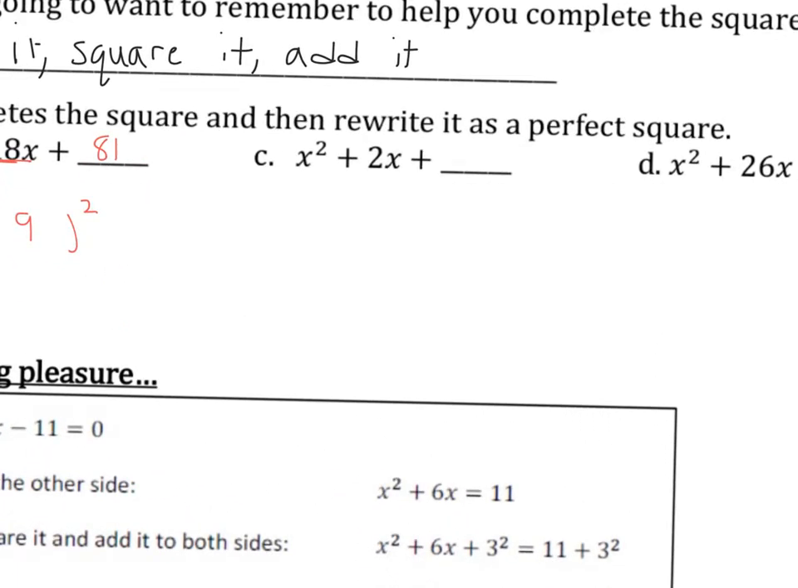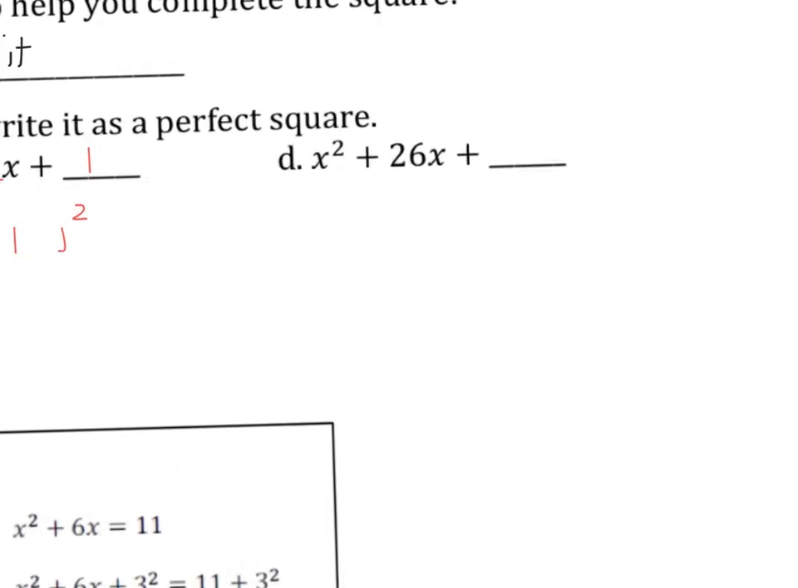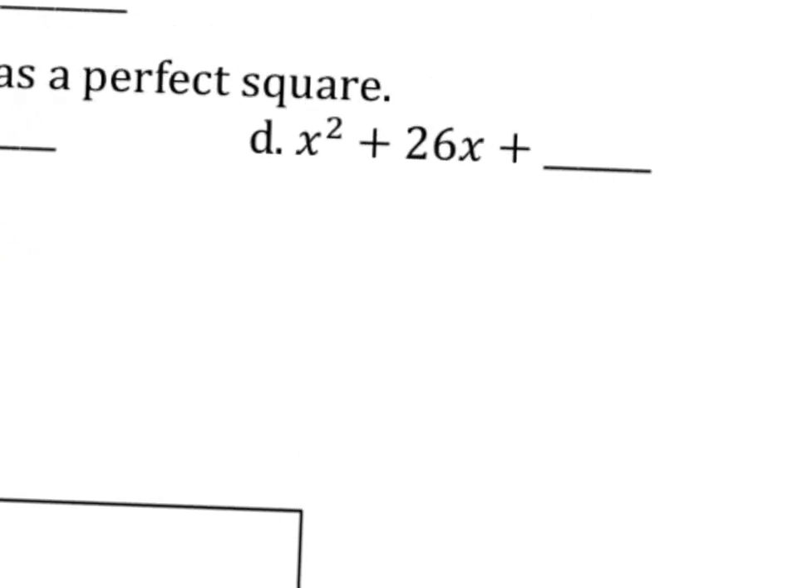Take a look at C. We're going to half 2, which is 1. 1 squared is 1. We're going to factor. What two numbers multiply together to give us 1 and add together to give us 2? We're going to keep that sign, and we're going to take half of this number. That should always work as long as you did the first step correctly. Okay, last one here. Half of this is 13. 13 squared is 169. And then we're going to factor it. Let's bring down our x, bring down this sign, so plus, and then half of that middle number, 13.